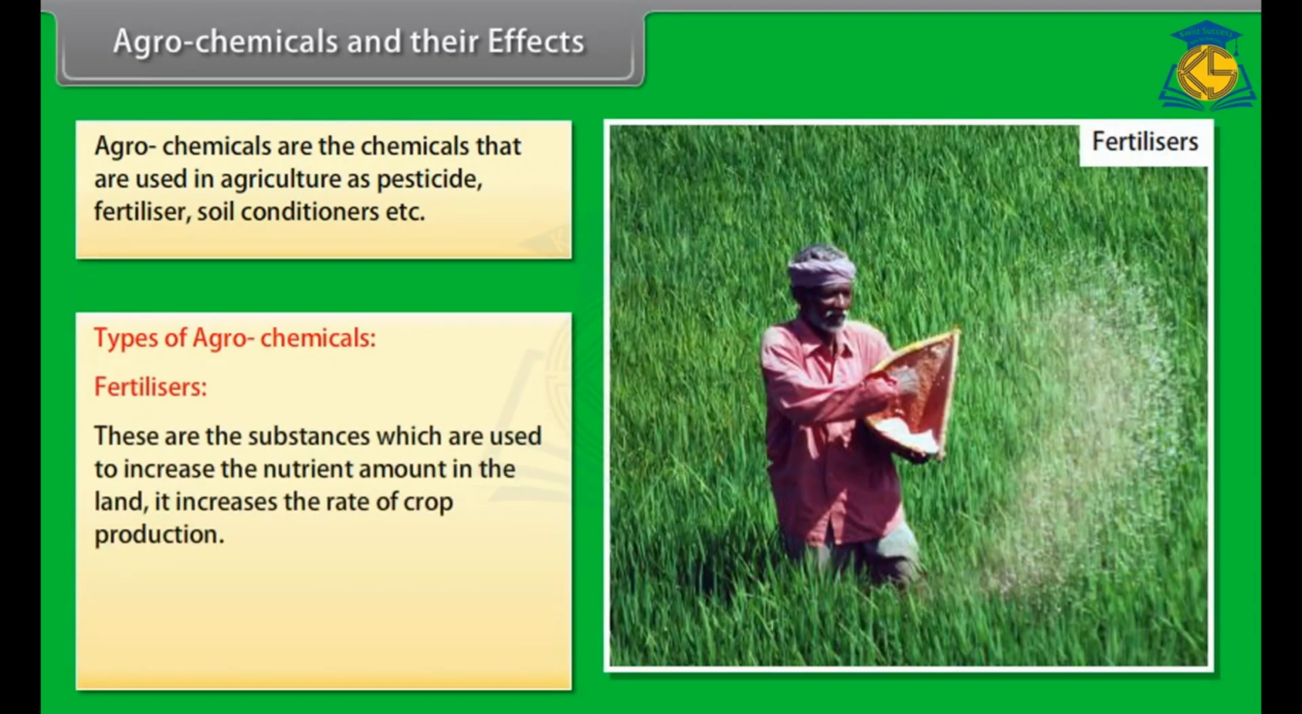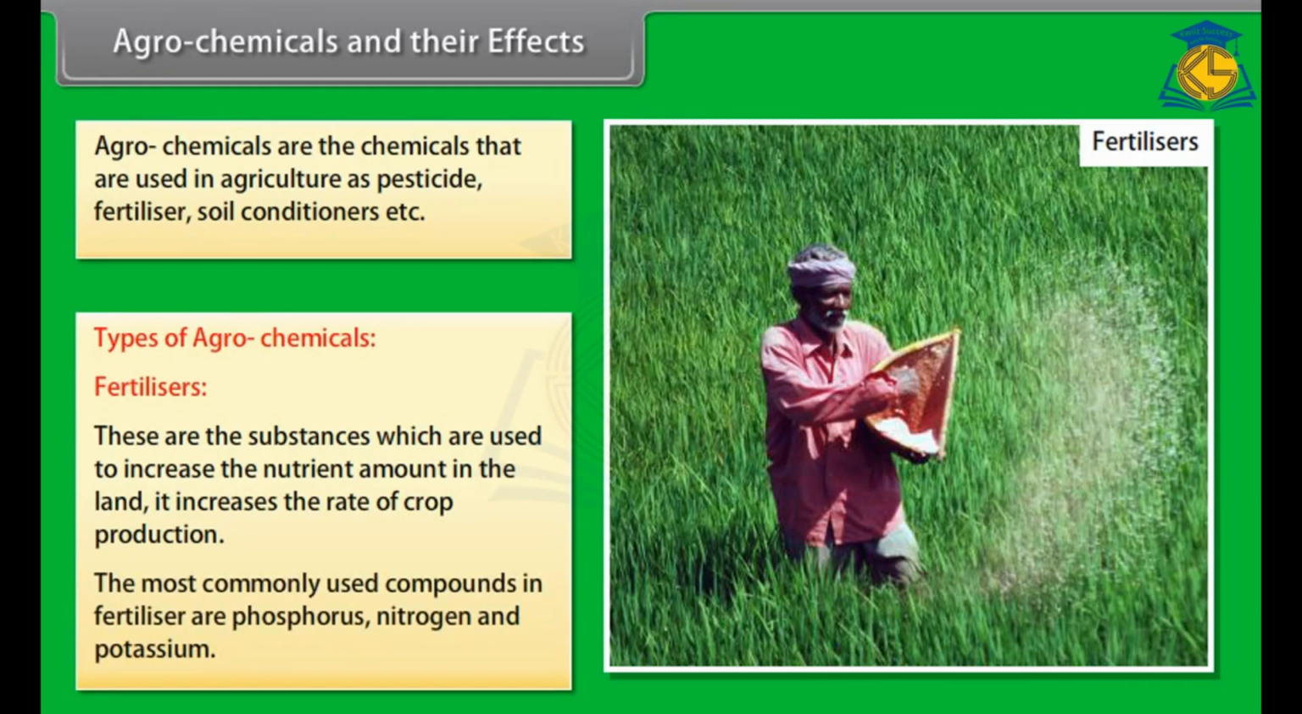Fertilizers. These are the substances which are used to increase the nutrient amount in the land. It increases the rate of crop production. The most commonly used compounds in fertilizer are phosphorus, nitrogen and potassium.